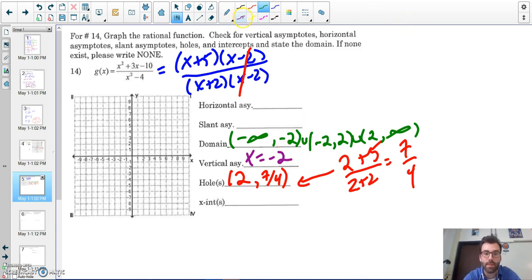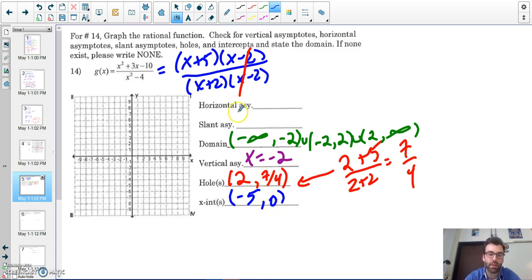To find my x-intercepts, I look at when my numerator equals 0. If I cancel out my hole factors, the factors that create a hole, I'm going to set the remaining factors equal to 0 and solve. So I have -5, 0.